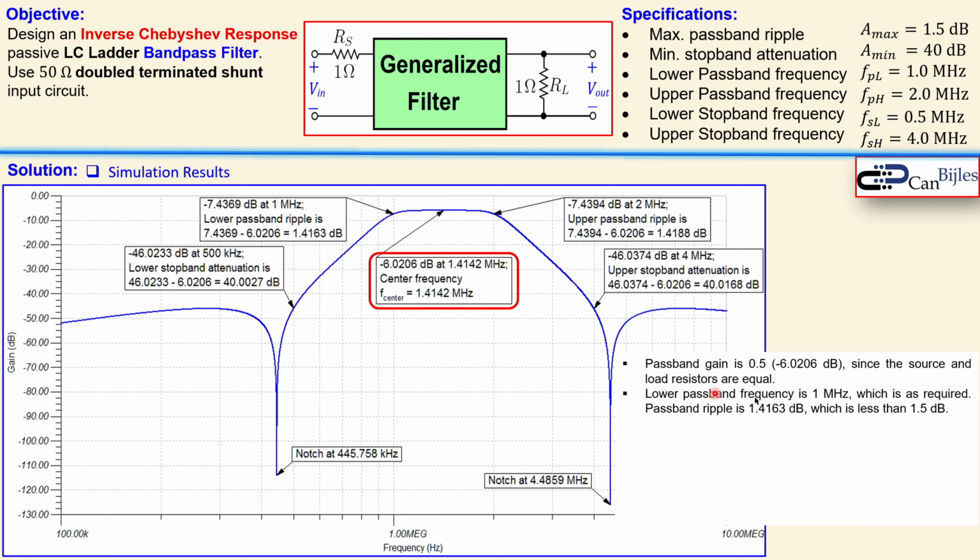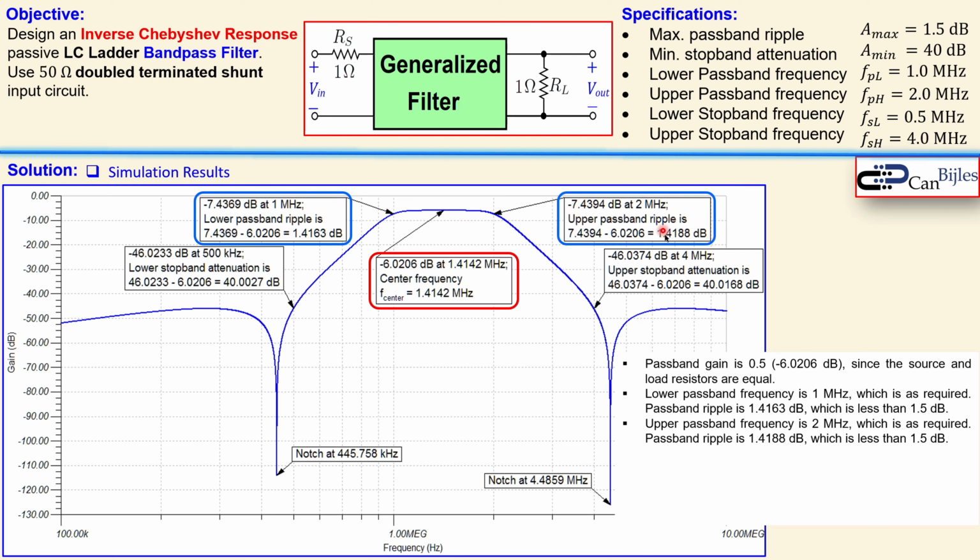Now the next one is the lower passband frequency, which is at 1 megahertz. You see that here, and you go down from this baseline, which is minus 6.02 dB, to this value, which is a difference of 1.4163 dB, which is less than the maximum allowed of 1.5 dB. So that's also fine for this lower part. And for the upper part, in similar form, you see that at 2 megahertz, it's again 1.4188, again lower than the maximum allowed of 1.5 dB.